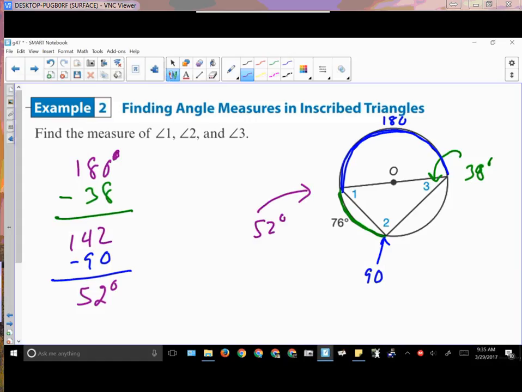By the way, if that's 52 degrees, what would this be over here? 104 goes the other way, 104. If I take 76 and 104, do I get 180?